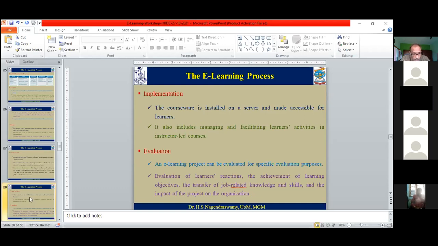Very similarly, here also, whenever a course is offered online, what is the benefit out of it? What objectives have been fulfilled, right? How has the knowledge been transferred for job-related skills, and also the impact of the project on the organization, how that organization has benefited from that particular project. So all these things are the points or parameters to be considered for evaluation. So this is the e-learning process.